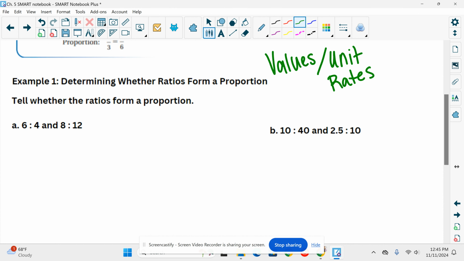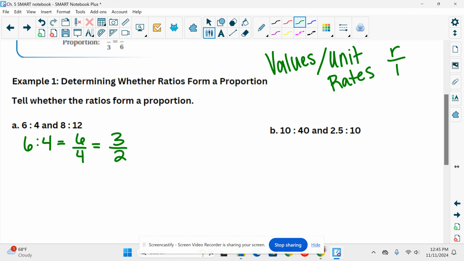So when we're testing for values or unit rates, we're going to set them up in the form of a fraction because it's division. I don't know if you remember, but unit rates was the rate over 1. So that's what we're trying to figure out. We're trying to decide what is its value, what is its unit rate. So if I have 6 to 4, I'm going to set it up as a fraction. And the value of 6 to 4 is, I see her whispering it back there, 3 over 2.